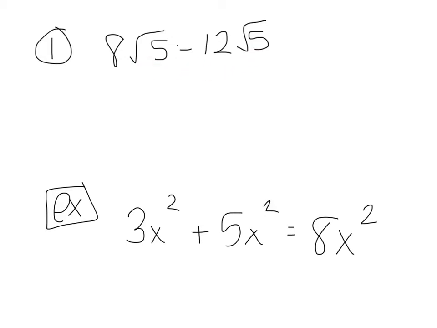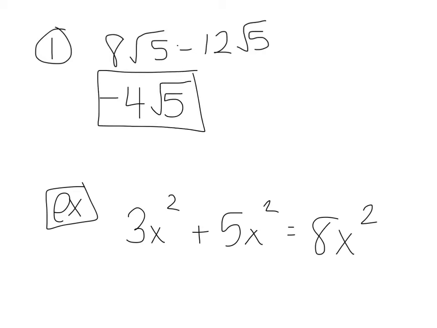So all we have to do is take 8 minus 12. That gives you negative 4 square root of 5. And that's your answer. Okay, so all I did was take the 8 minus 12 and put the square root of 5 after it.